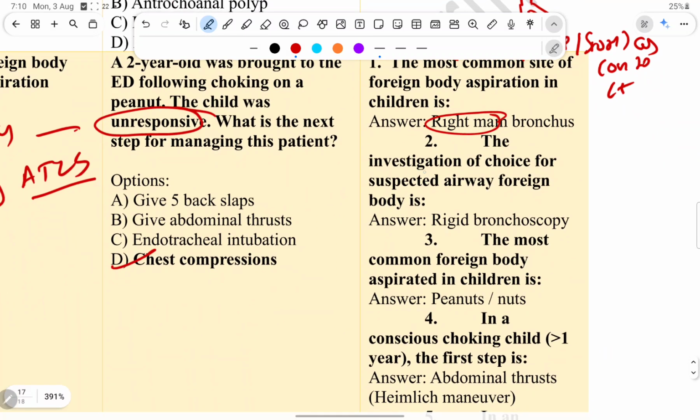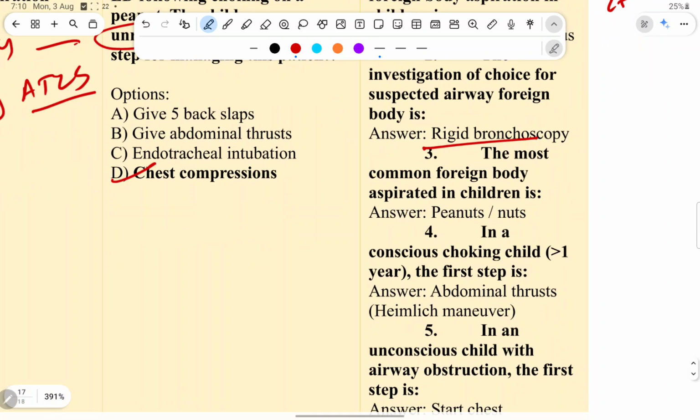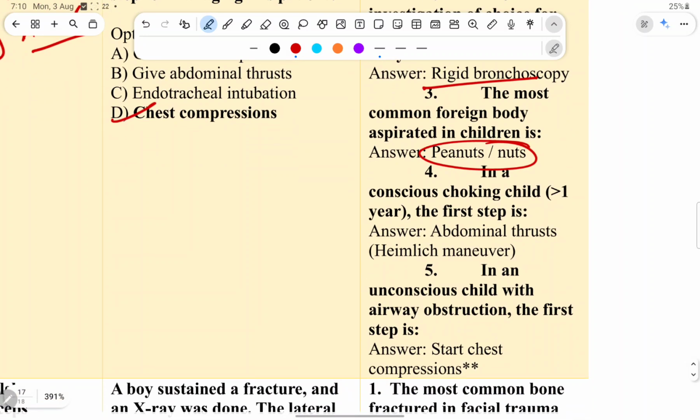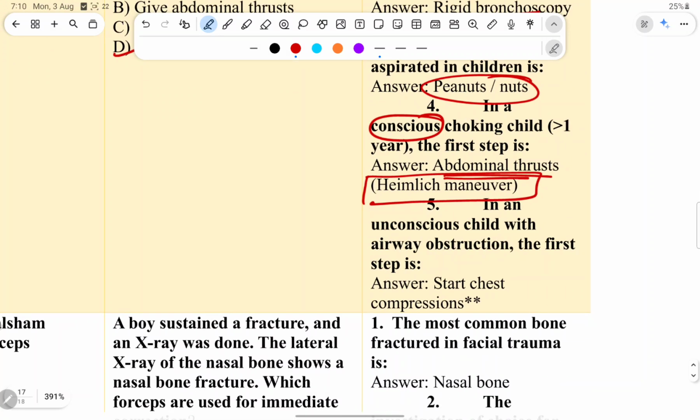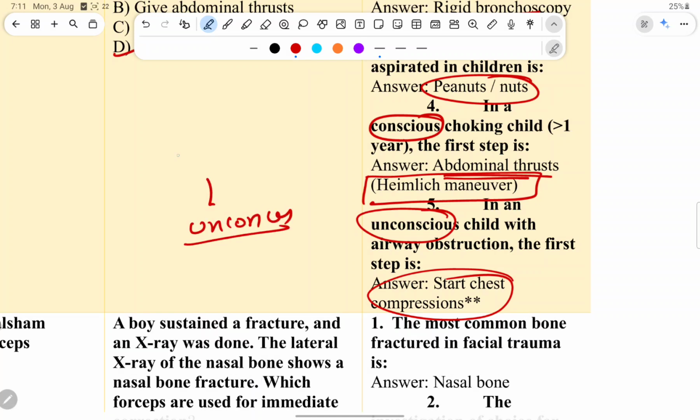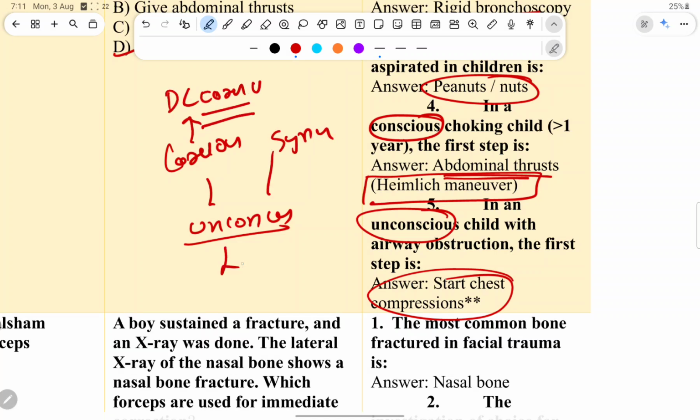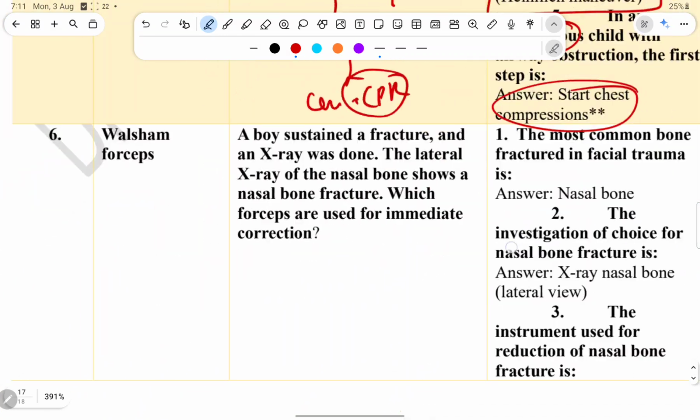The investigation of choice for a suspected airway foreign body is rigid bronchoscopy. The most common foreign bodies are peanuts and nuts, as mentioned in the question. In a conscious child who is choking, we can give abdominal thrusts, the Heimlich maneuver. We discussed it in the previous video, part 1. In an unconscious child, we have to start compressions. Whenever you read cardiology, whenever there is an unconscious patient, we go for DC cardioversion, synchronized. Whenever there is a child, we give CPR. These are the common clue words which can help you solve the question.